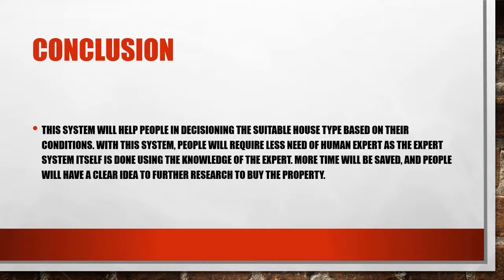For conclusion, the system will help people in deciding on the suitable house type based on their conditions. With the help of this system, people will require less need of human experts, because the expert system itself is built using the knowledge of the human expert. So more time will be saved and more people will have a clear idea to further research to buy property. That's it about our project.